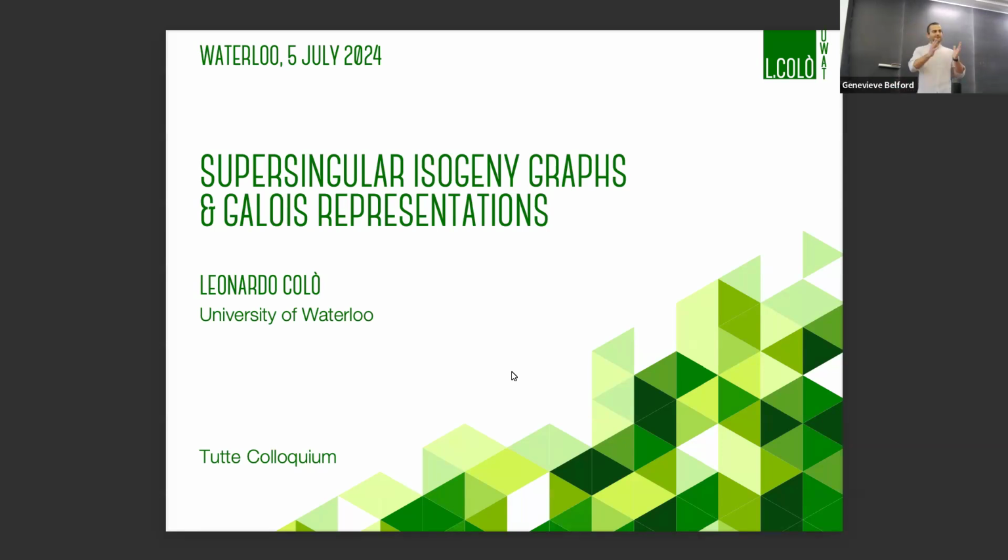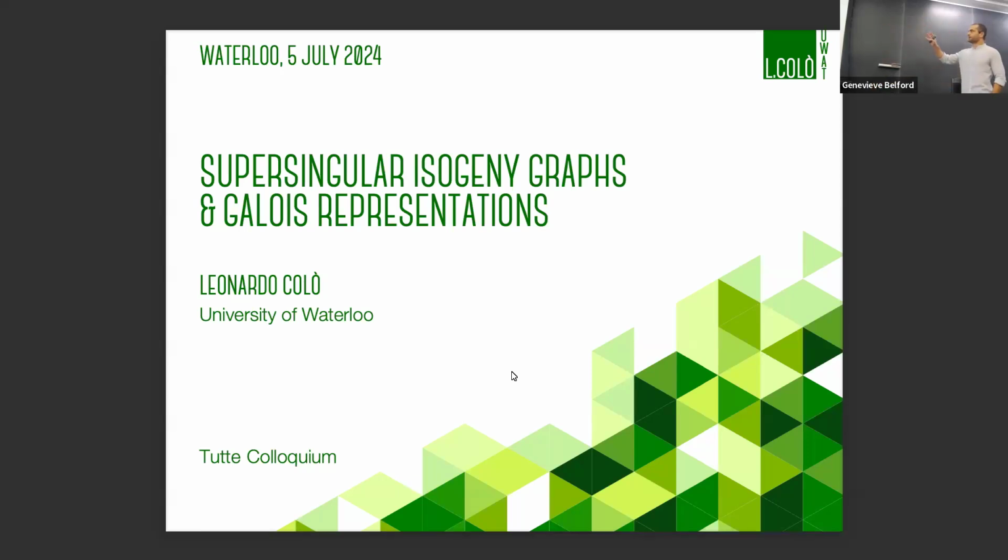So yeah, exactly. Working at the intersection between number theory and cryptography, and today I'm going to talk about supersingular isogeny graphs, modular curves, and Galois representations, which is kind of a very broad title. It basically encompasses the history of number theory in the last 8 years or so.